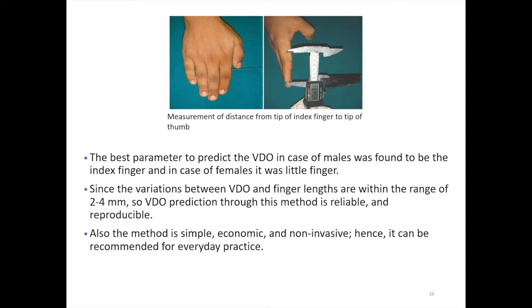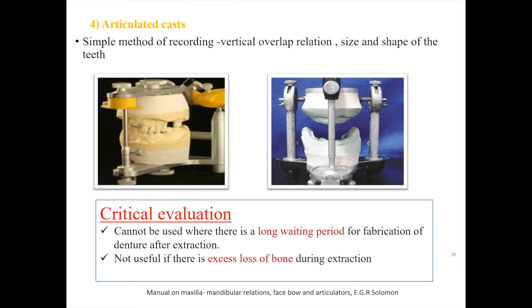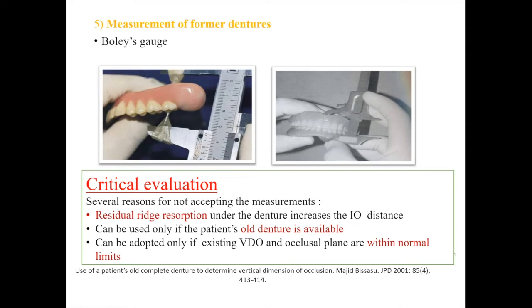Coming to the articulated casts, before and after the extraction they are compared. Critical evaluation: it cannot be used in long waiting periods, and also it is not useful in excessive bone loss. Coming to the measurements of former dentures, it's done with the help of Boley's gauge. Like the borders and the occlusal surfaces of the teeth, this distance is measured with the Boley's gauge. Critical evaluation is that it's applicable only if the old dentures are available, and also in case of residual ridge resorption, there will be increase in interocclusal distance.